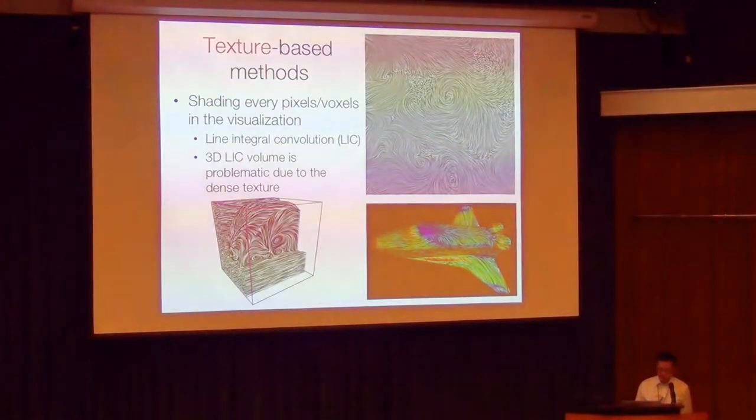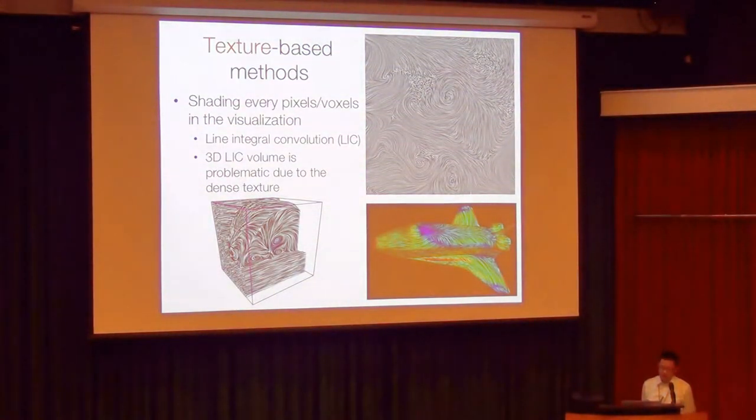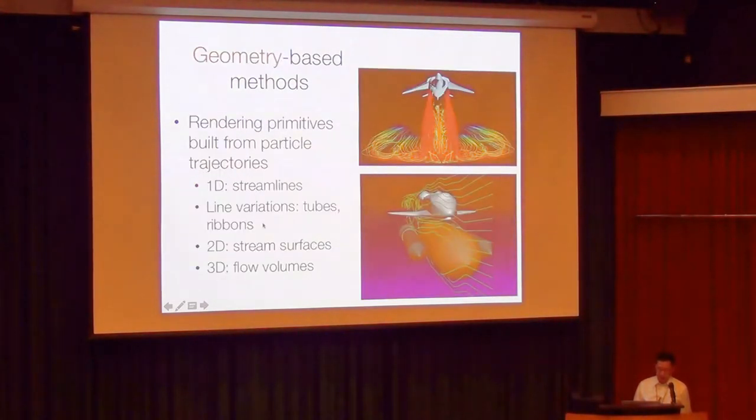The second technique is called the texture-based technique. It uses very dense textures, like line integral convolution, to visualize the flow information. This is typically useful for 2D flow or flow on a geometry, like the surface of the space shuttle here. In 3D it will be very cluttered unless you use a cutting plane to see through the volume. And most of the time, we use what we call a geometry-based technique.